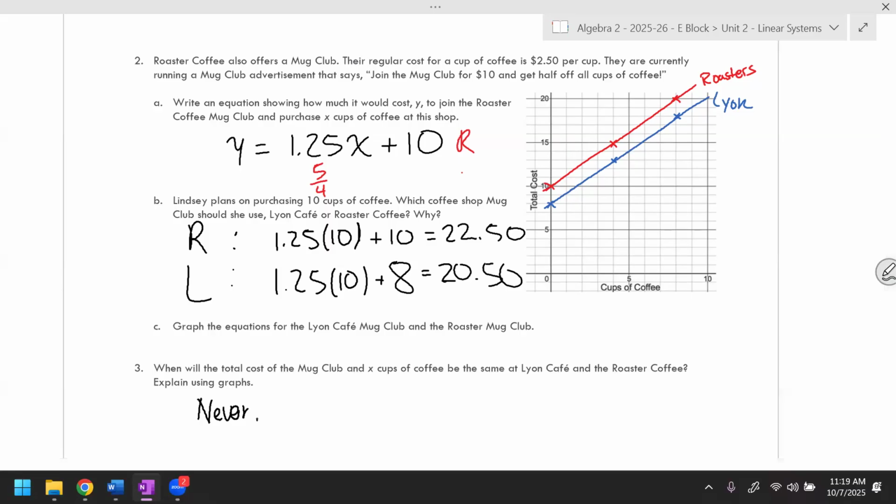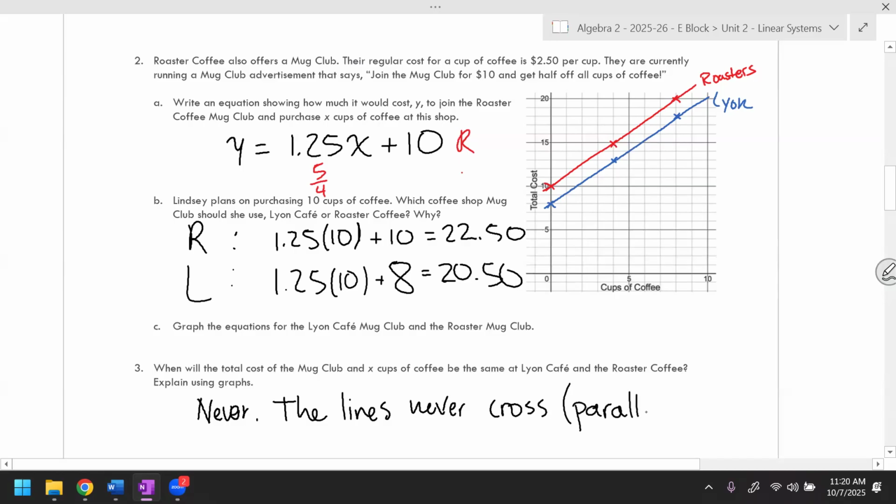Right, exactly. The mug costs 2 more for Roaster. And how is that manifesting on the graph? Parallel. You used a great word, parallel. The lines are parallel, which means they never intersect, they never cross. If you remember that from geometry. There's no break-even point, and that makes sense because Roasters is charging $2 extra for their membership.